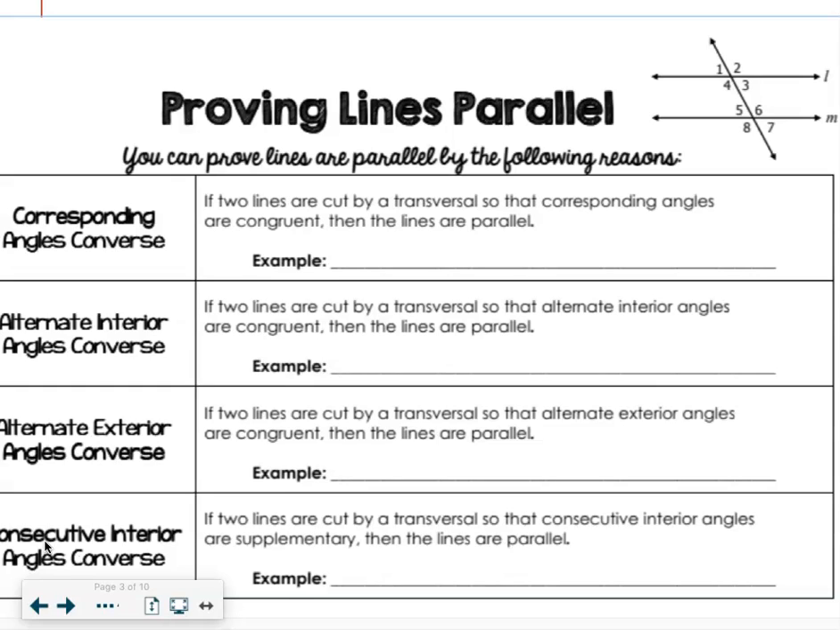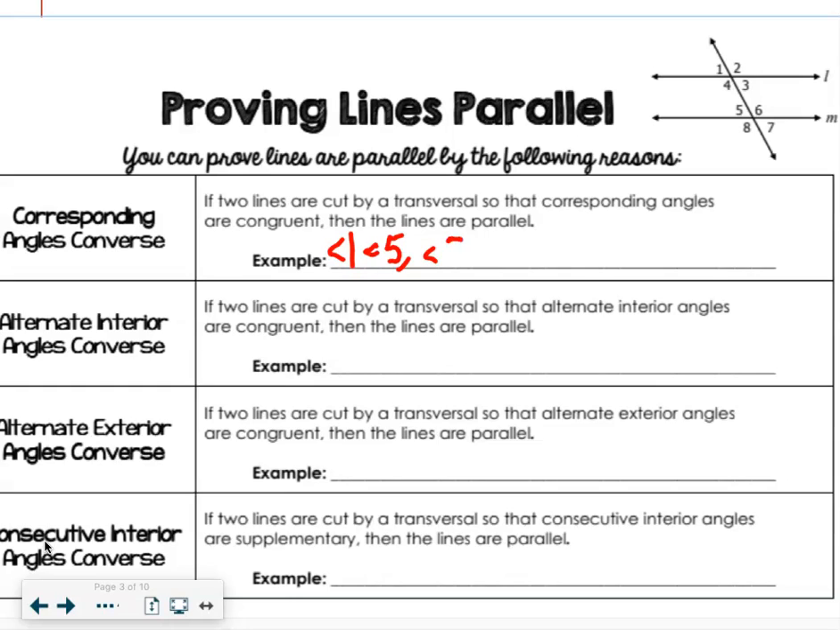So this time, if we're given corresponding angles are congruent, then I have parallel lines. So we're just going to review. What are my examples of corresponding angles in that picture? Angle 1 corresponds to 5. What's another pair of corresponding angles? 2 and 6. 4 and 8. Is that right? Yep, 4 and 8. And there's one more. 3 and 7.